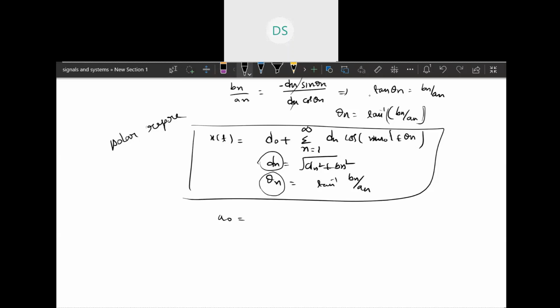So in the above example we have solved what is a naught? A naught is equal to some constant a by 2. Okay, and what is an? An is equal to 0, and bn is equal to how much?